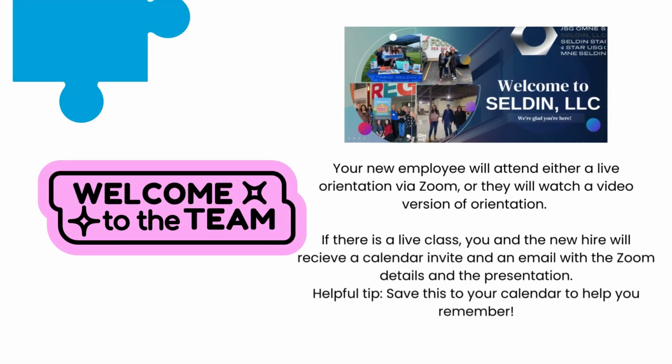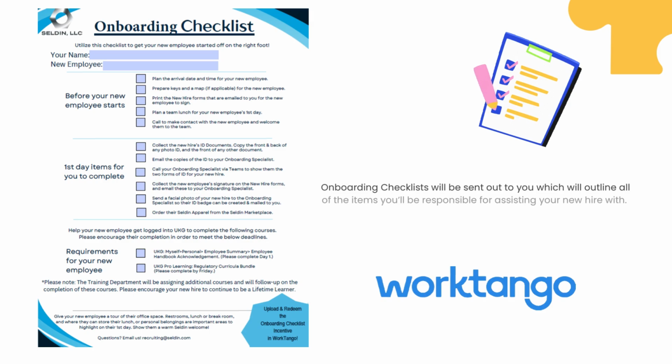Next is new hire orientation. Your new employee will attend either a live orientation via Zoom or they will watch a video version of orientation that will be assigned to them in UKG Pro Learning. If there is a live class, you and the new hire will receive a calendar invite and an email with all of the Zoom details and the presentation. Save this to your calendar to help you remember.